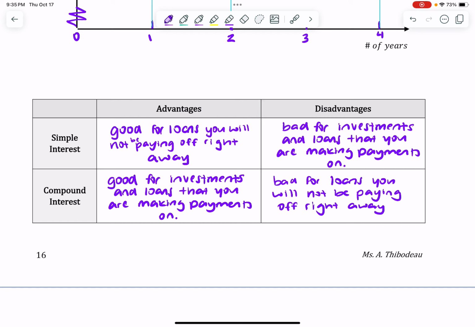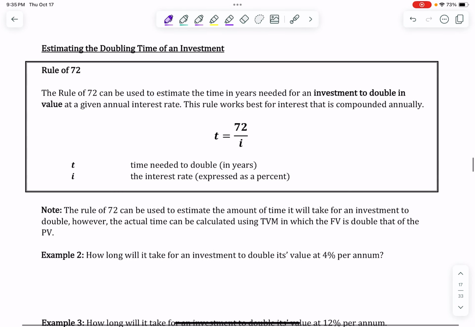Okay. We are going to shift gears completely and go from comparing simple interest to compound interest to talking about the doubling time of an investment. When we talk about doubling time of an investment, I'm talking about how long it takes for an investment to double in value. It doesn't matter what it started at, it's just going to be twice as big as its initial value. So if I invested $1,000, how long is it going to take for it to be $2,000?